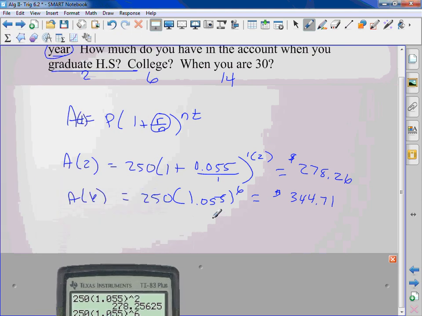Right here, 1 plus 0.055, I just added together. So if it was divided by 2, we would take it divided by 2, yeah. It would be different. It would be this number divided by 2.